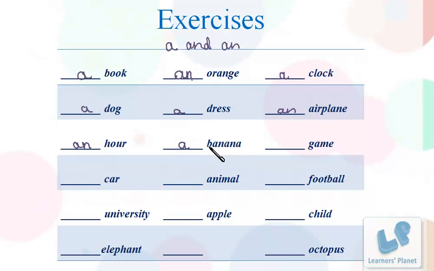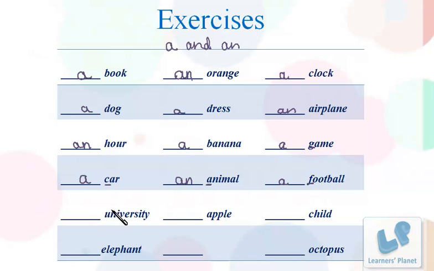Now banana. It's a banana because there is a consonant over here. And a game, again we have a consonant G. Then a car, again a consonant C. Animal. So we'll have an over here because it begins with a vowel. Now a football, because we have a consonant over here and not a vowel.